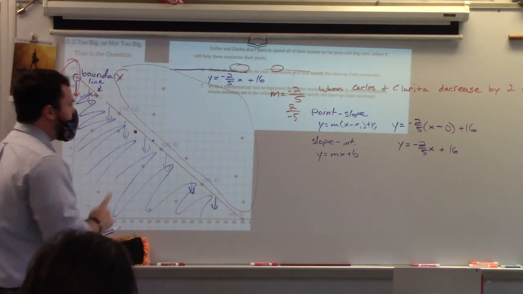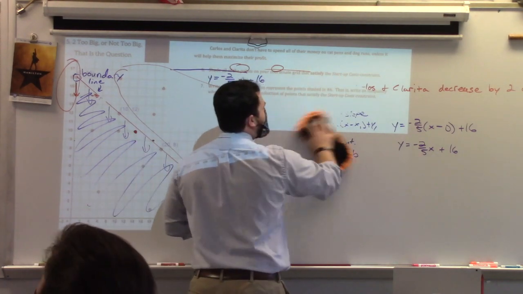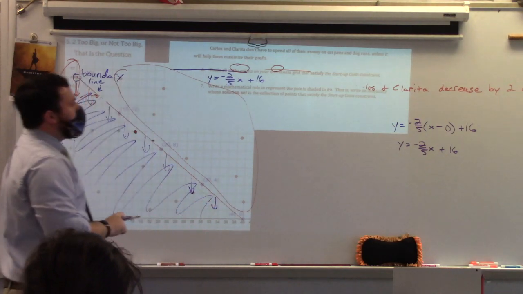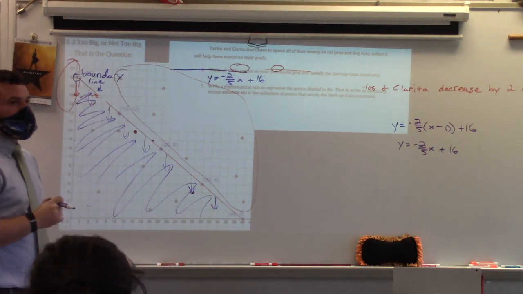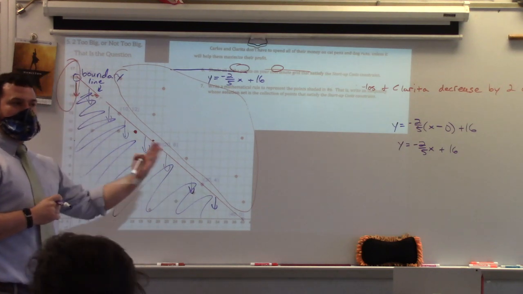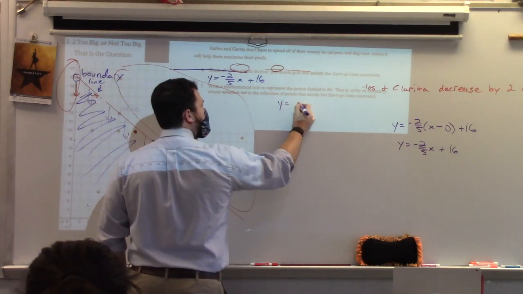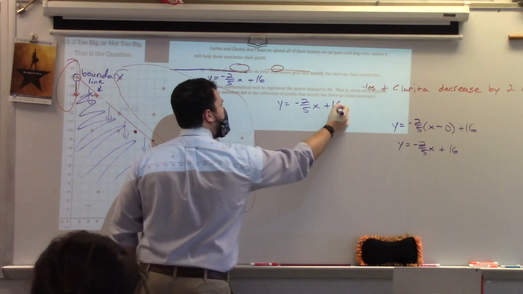But number 7, this is where we struggle a little bit. Write a mathematical rule to represent the points shaded in number 6. That is, an inequality whose solution set is the collection of points that satisfy the startup constraint. Well, you see how we're shading below this line? What was the equation for that line? Y equals -2/5x plus 16.